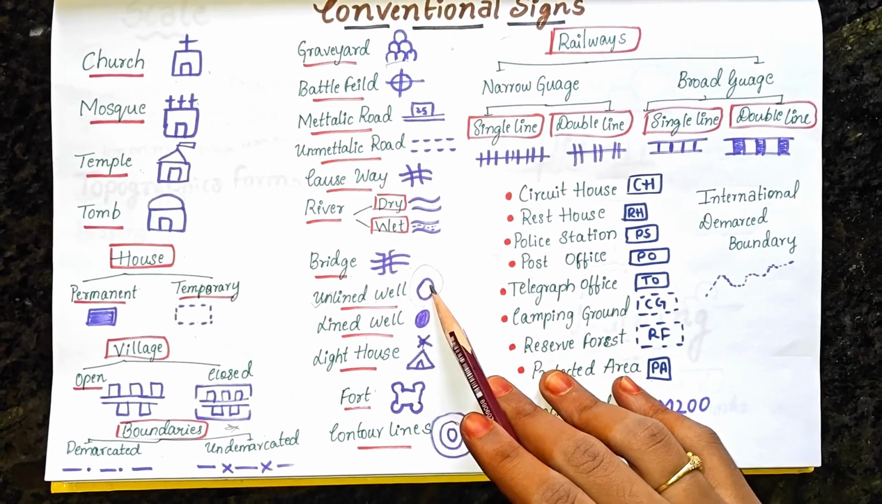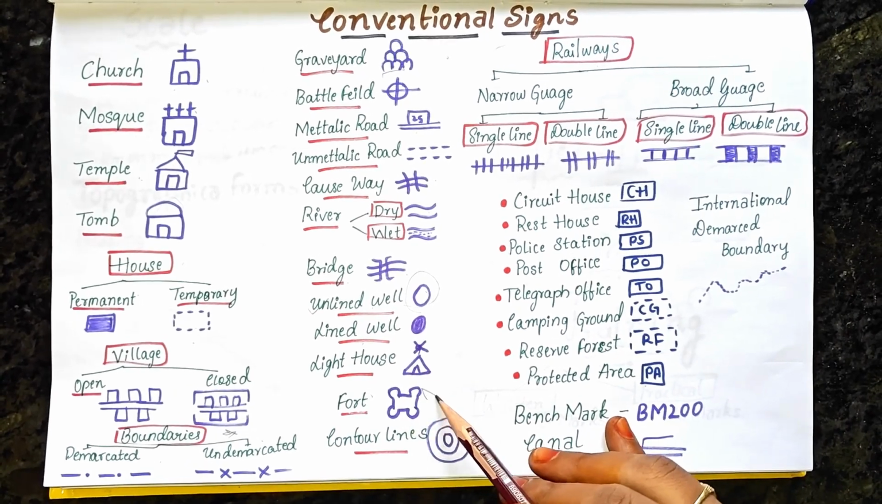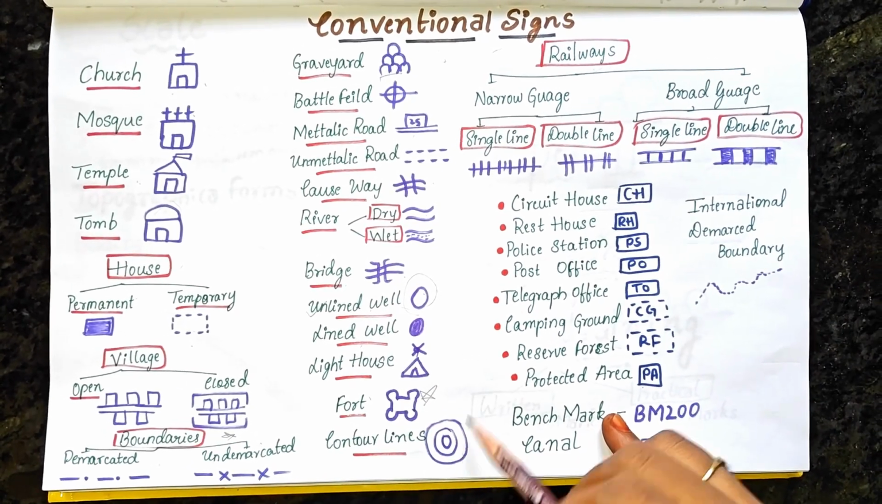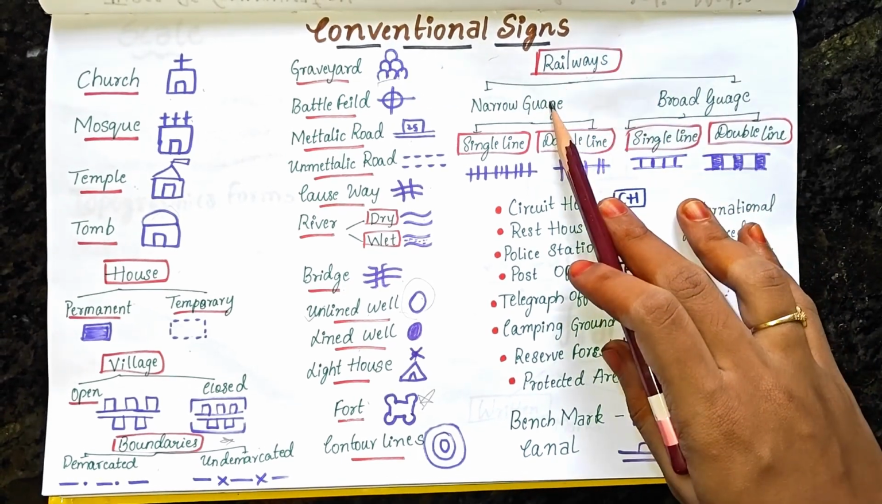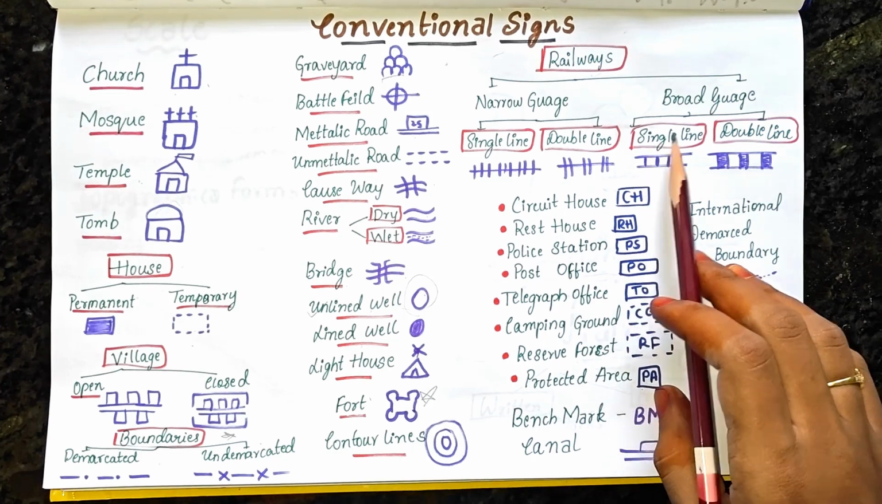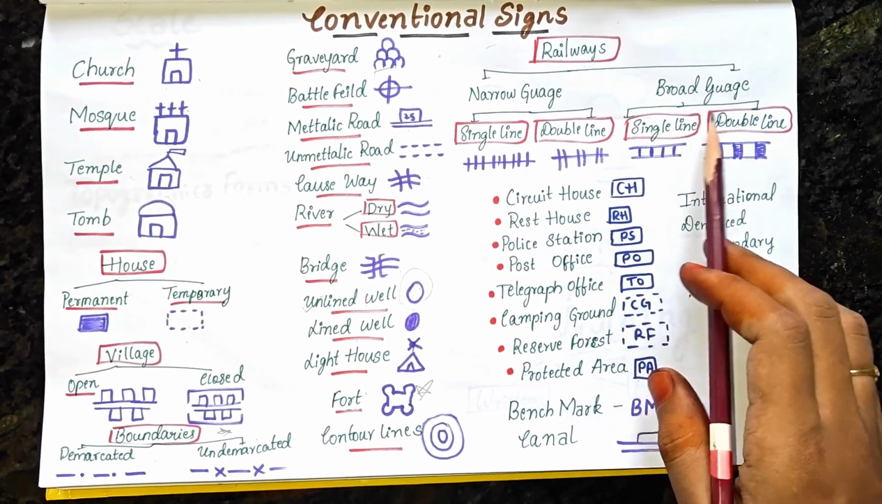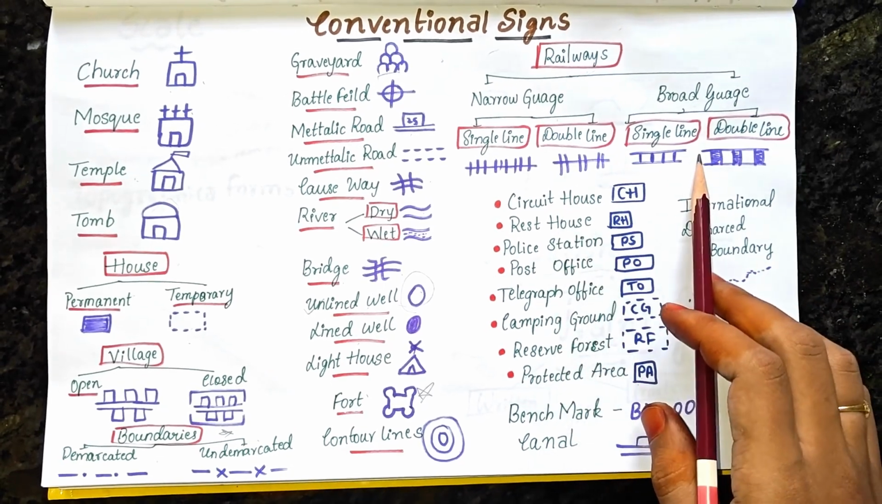Bridge, unlined well, lined well, and lighthouse. Fort, one of the important ones. Contour lines, and the railway. Narrow gauge, broad gauge, single line, double line. So in narrow gauge you have single line and double line, broad gauge you have single line and double line. It will be represented like this.